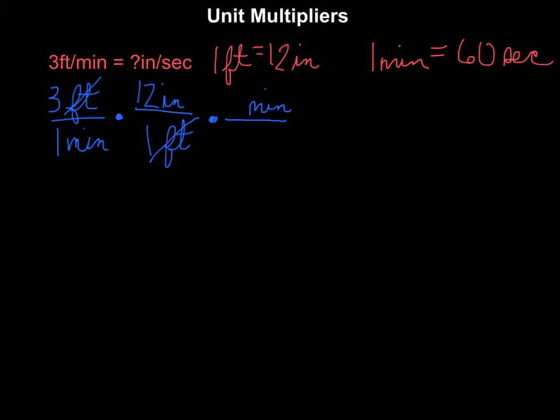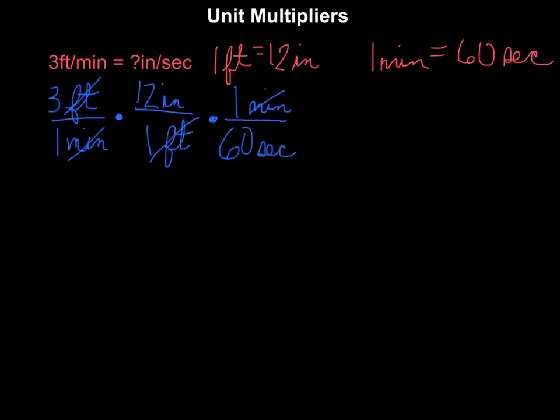So my 1 minute will go in the numerator, my 60 seconds will go in the denominator. And now, since minutes are in the denominator and in the numerator, they cancel out. If we look at our units now, that's gone and that's gone, so we're only left with inches in the numerator. In the denominator, this is gone and this is gone, so we're only left with seconds. So if we multiply and simplify now, this will be inches per second, which is exactly what we want. So we're ready to multiply.